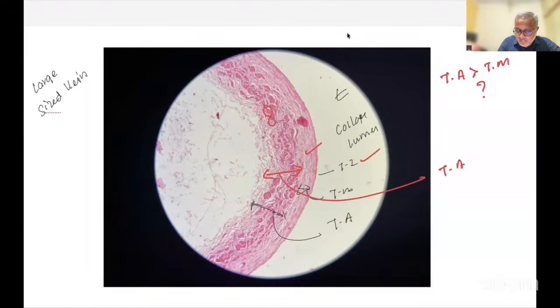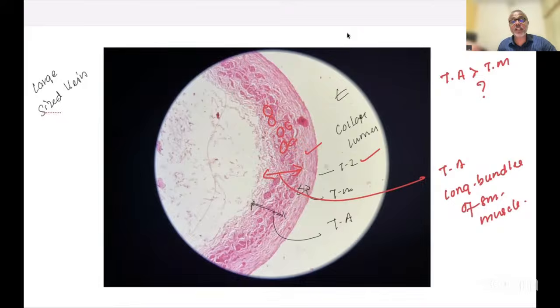And as we can see, longitudinal bundles of smooth muscles located within the tunica adventitia. This actually tells us the slide that we are looking at is the large sized vein. So what is the characteristic feature? Presence of longitudinal bundles of smooth muscles in the tunica adventitia. Now, what is the function of this?